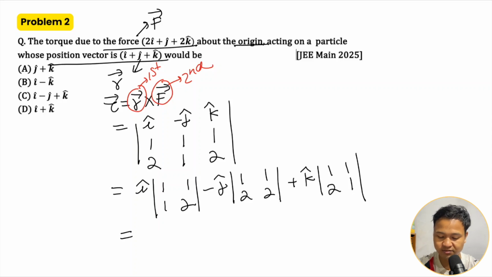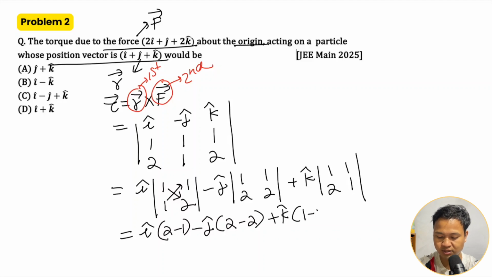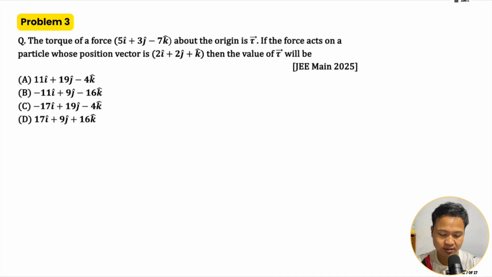Now you do the cross product. i: 2 1 is 2 minus 1 1 is 1, so 2 minus 1. Minus j: 1 2 are 2 minus 2 1 is 2. Plus k: 1 1 is 1 minus 2 1 is 2. If you solve this, i minus 2 is 0, so minus k. So what is the answer? i minus k.